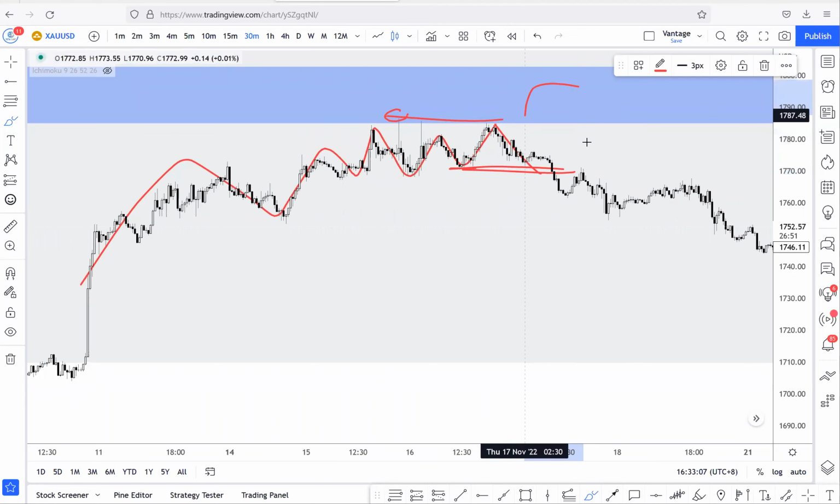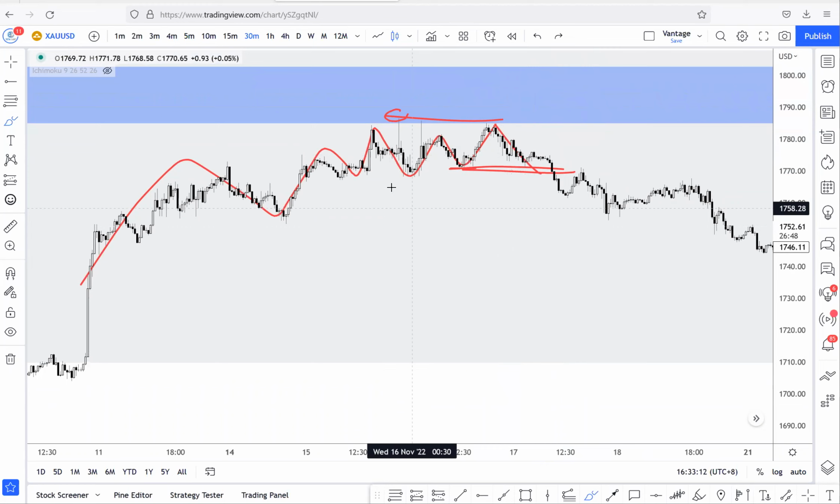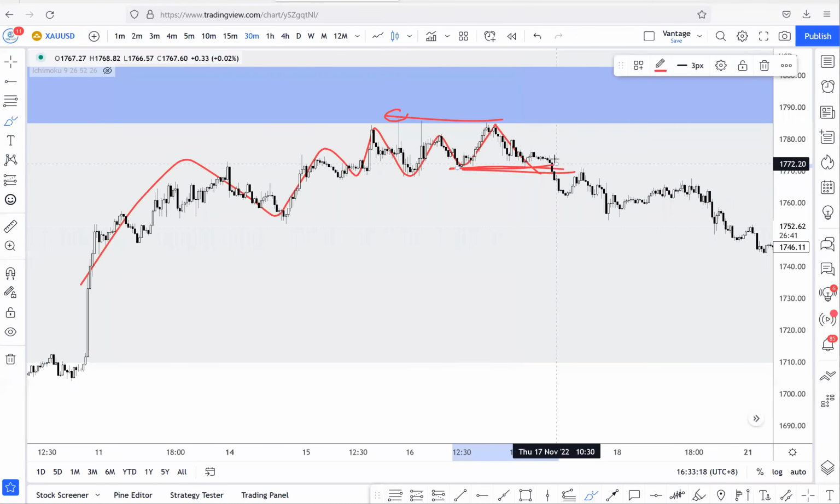Recall that we're on a higher time frame supply, right? This is a daily supply that we have, and this gray zone that we have is the monthly supply. So it has to be in line with the higher time frame. Then that's when we wait for confirmation on the smaller picture.